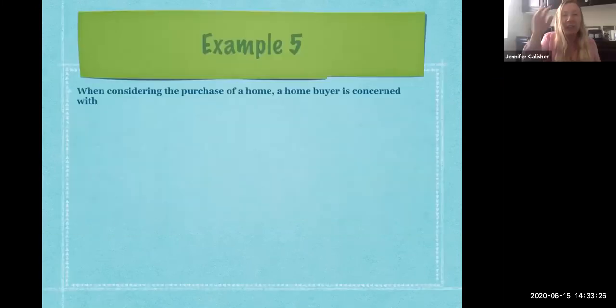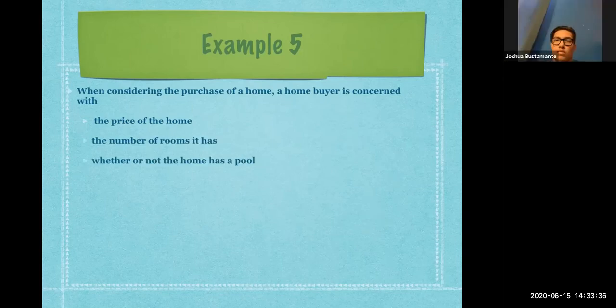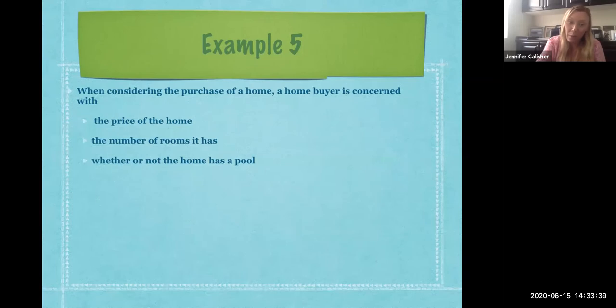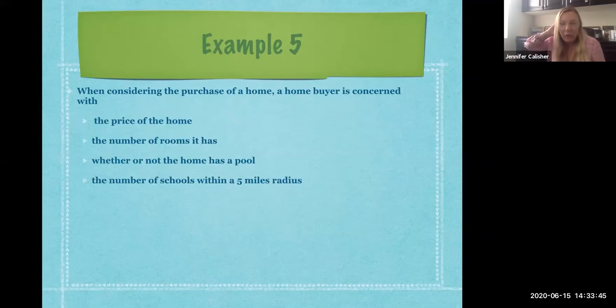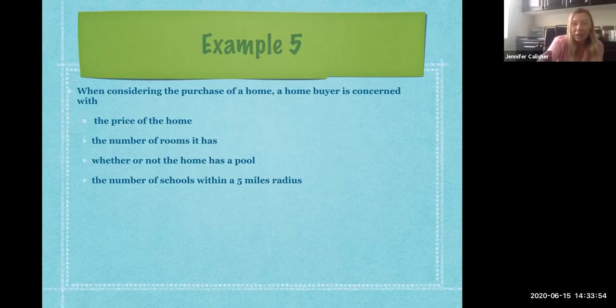Okay, when considering the purchase of a home, a buyer is concerned with these things: the price of the home, how many rooms it has, whether or not it has a pool, maybe, especially during the summer. Pools would be nice. Then I can't read the next one. So Madison, what does that next bullet point say? The number of schools within a 5-mile radius. Oh, that's good, especially if you have kids, something to consider.